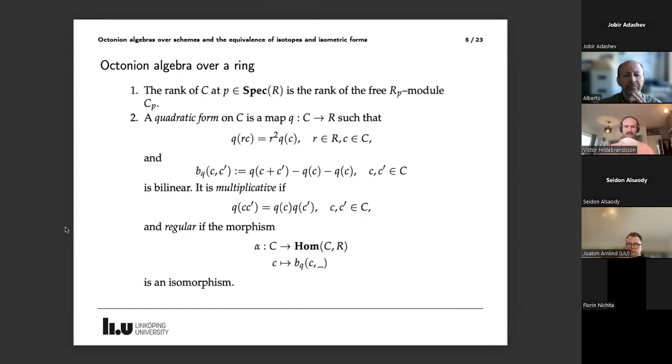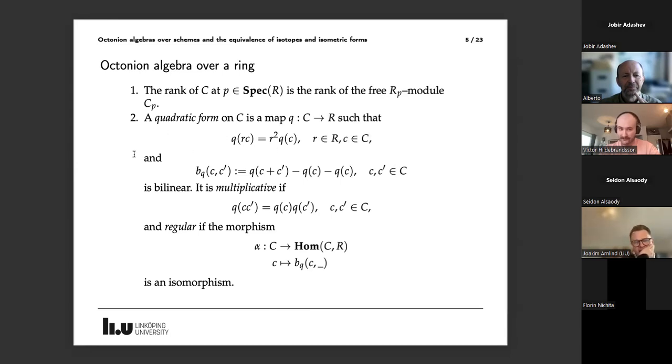And for those of you who maybe have not seen that many Octonion algebras before, the rank of a projective module at some prime ideal is the rank of the free localized module. And the definition is that we demand that this rank is 8 for all prime ideals. And a quadratic form is a map satisfying this condition.